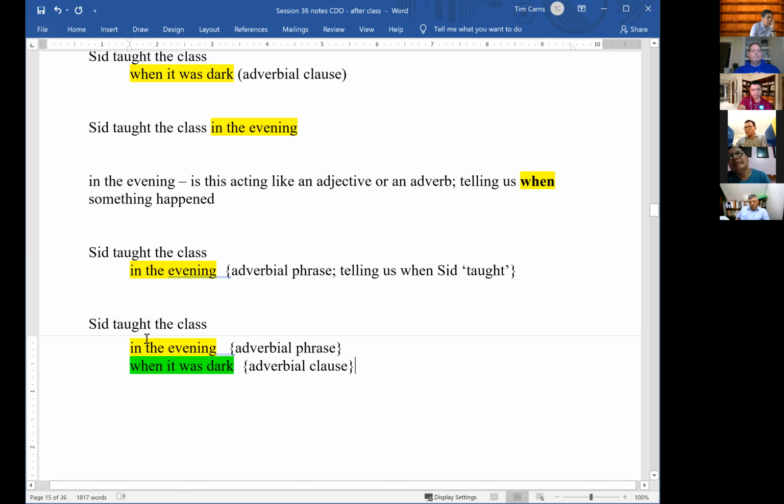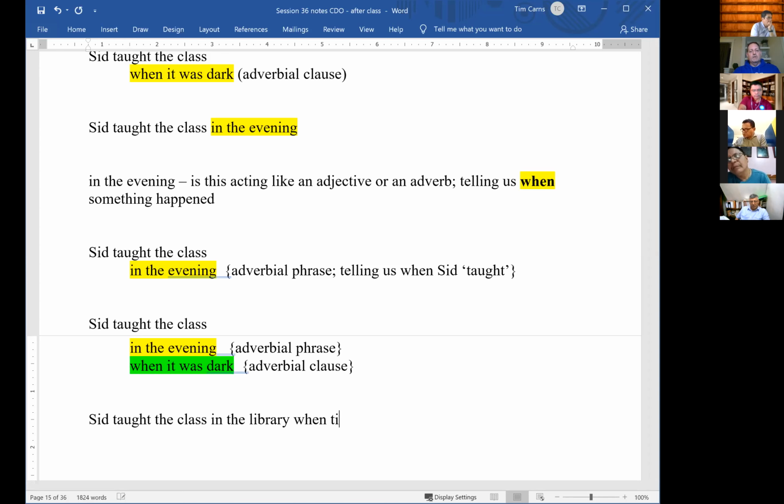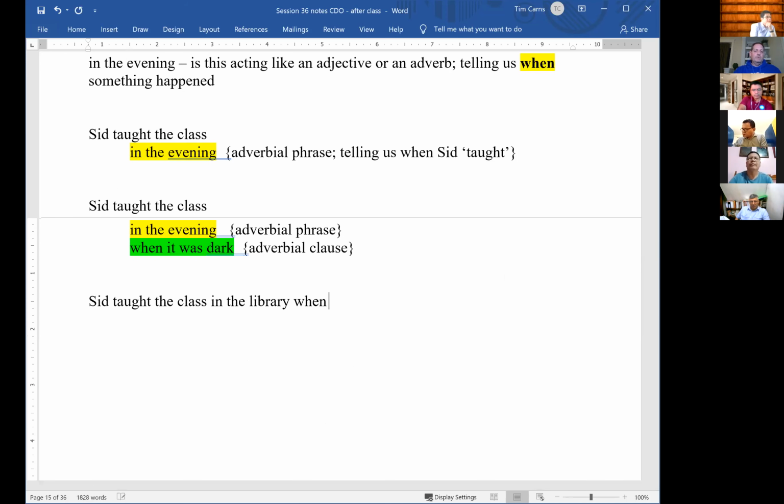Okay. All right, but both of them are telling us something about when. Now, if you had said Sid taught the class in the library, okay, library, when it was dark. All right, now what have we done? Well, let me just take out when it was dark, because in the library is a prepositional phrase.